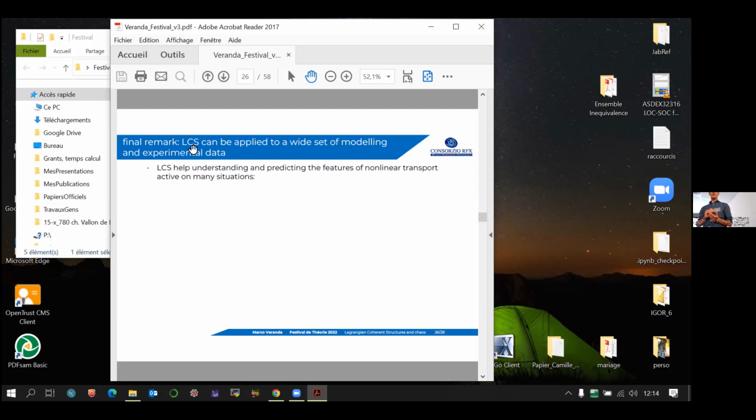So I come to a final remark about Lagrangian coherent structure. They can help understanding. Move back to the full screen. Yeah. Let me see.